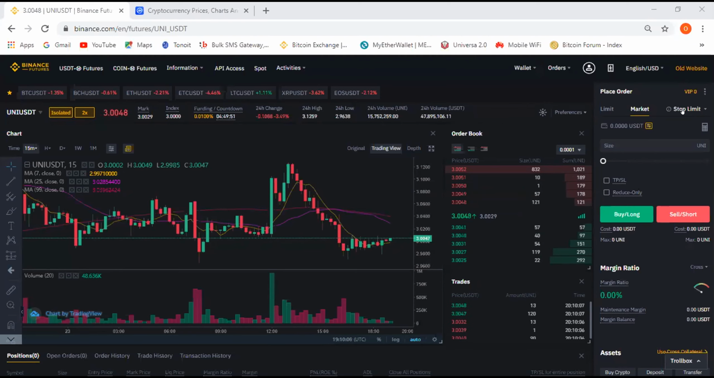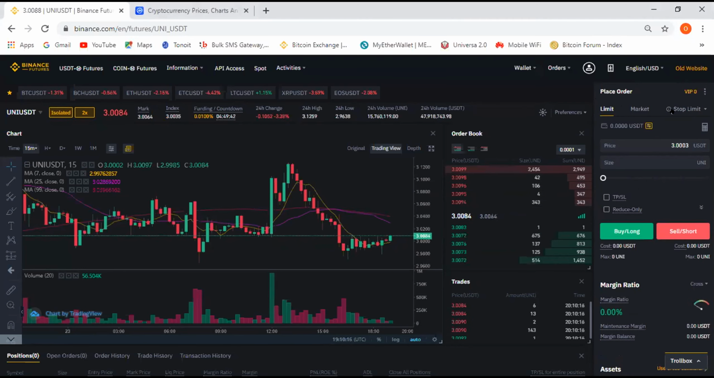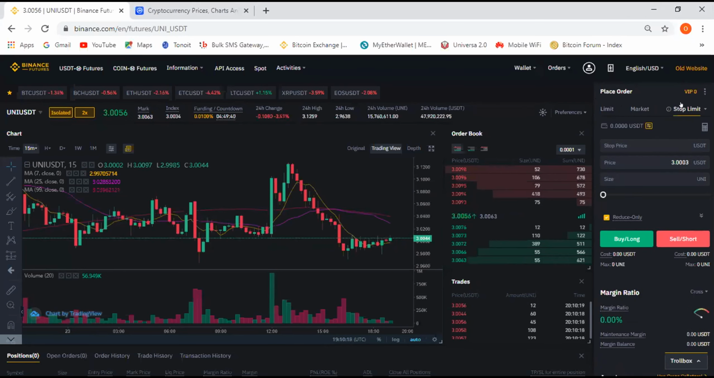But if the market price is above your price, then you can use a limit order. That's the limit. You use limits. But if it's below, then you can use stop limits. Then how do I use stop limits? The price you want to buy, your entry price, will be at the price.